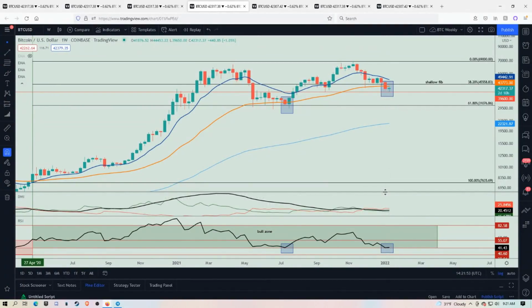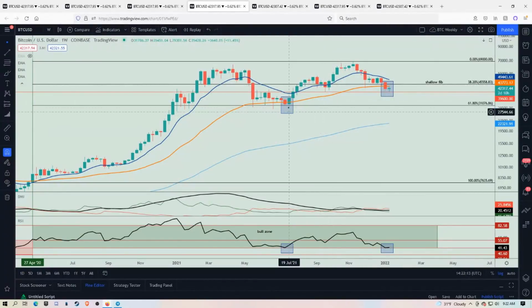Now, if this breaks down, then you're looking at low 20s, that kind of thing. So minimum would be 31 on the 61.8% level. But I think if this weekly breaks down, you could get all the way back down to these moving averages in the low 20s. I don't want that to happen. Not going to say it's going to happen, but we're going to see.